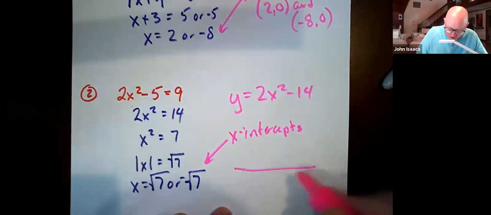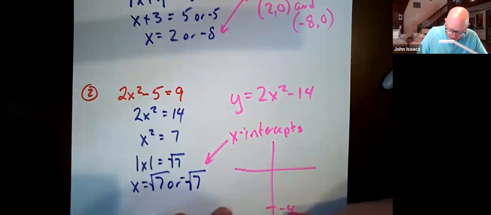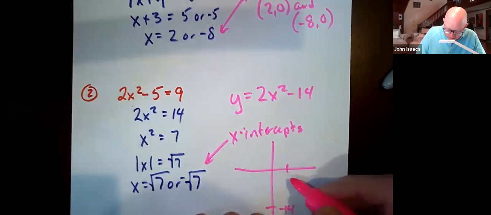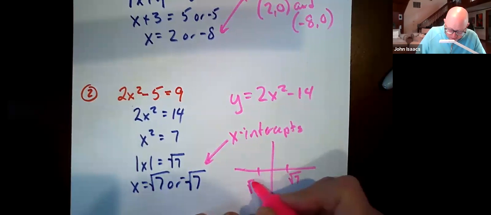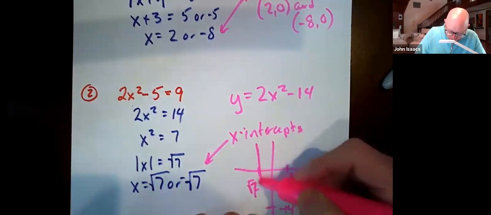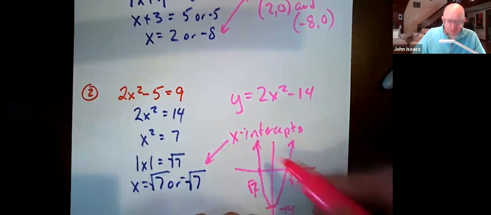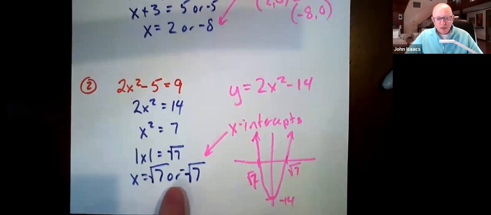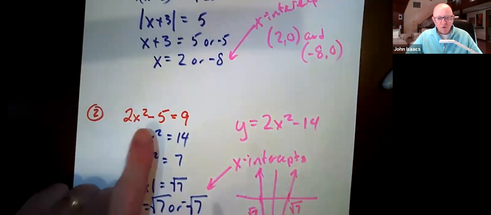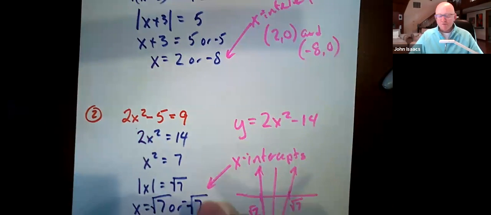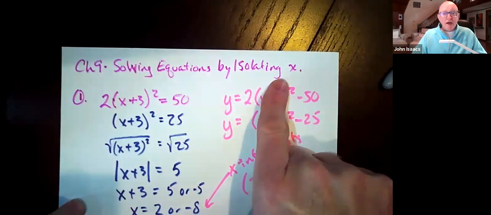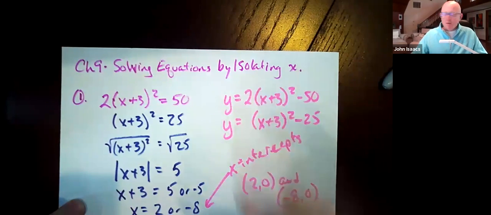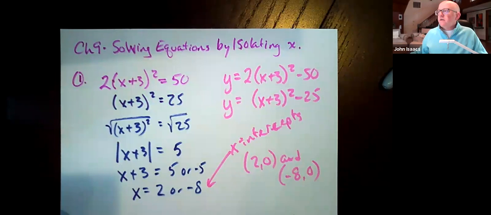So we could graph this, negative 14 and root 7. Root 7 is some number between 2 and 3, right? And we can graph this. So these intercepts really help, and solving the equation that goes along with the graph can help you do graphing. All right. Next up, we're going to talk about, instead of when you can isolate x, when you're going to factor instead. So when you cannot isolate x, you've got to do something different. That's the next video we're going to do.